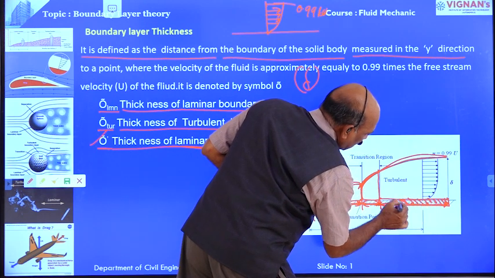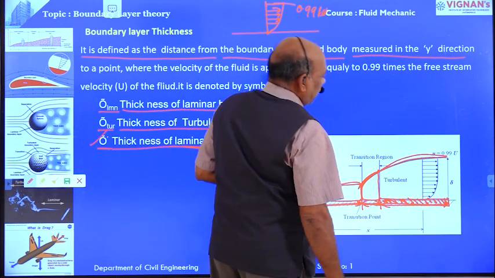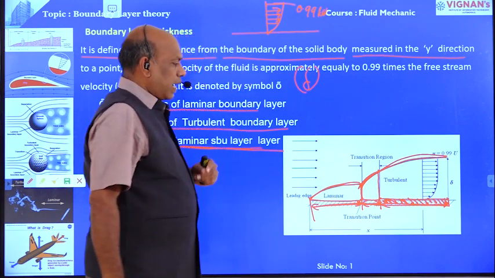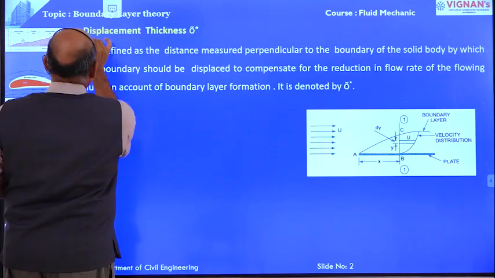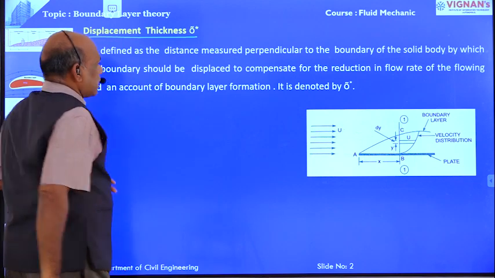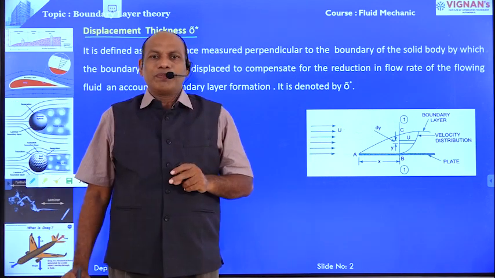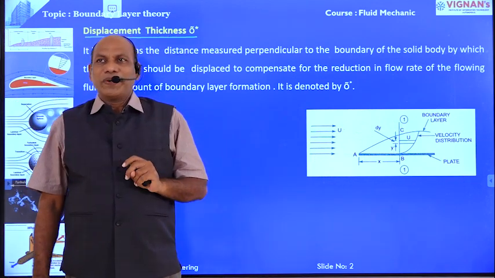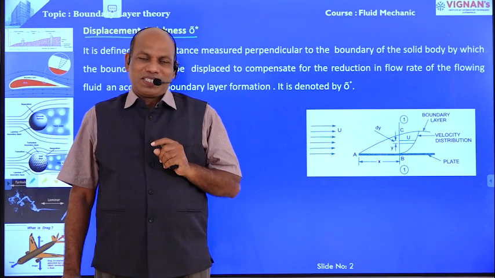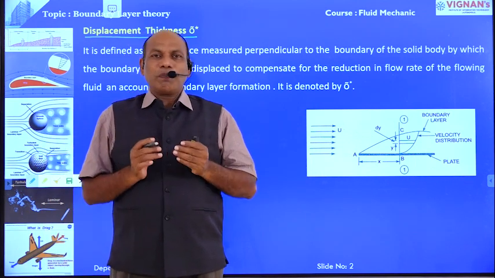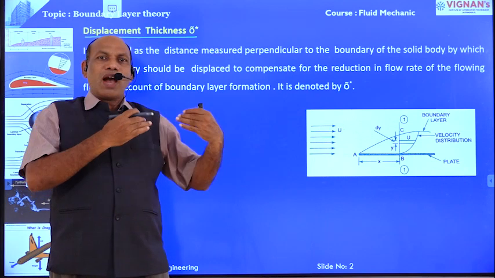The laminar sublayer is part of the turbulent zone. I have already explained that to you. Next come the definition of displacement thickness, the definition of momentum thickness, and the definition of energy thickness. What is the purpose of these thicknesses we have introduced here?